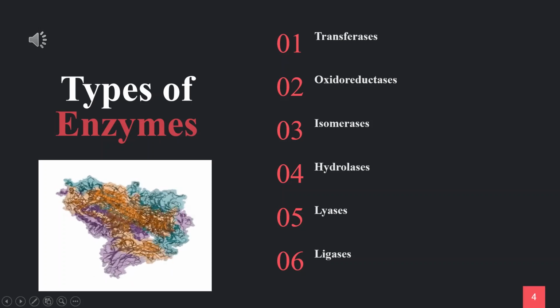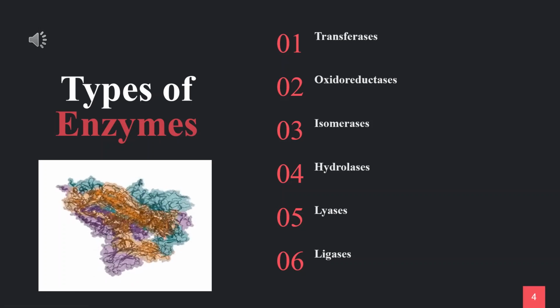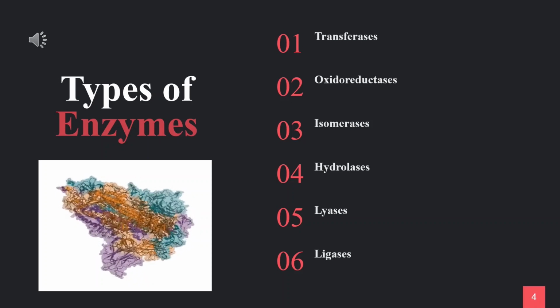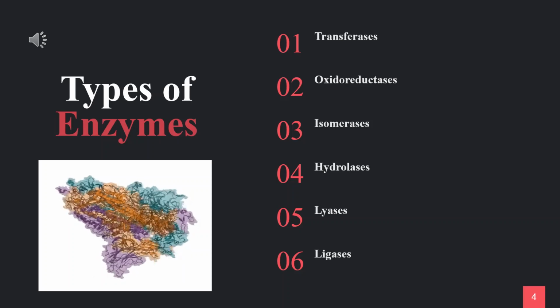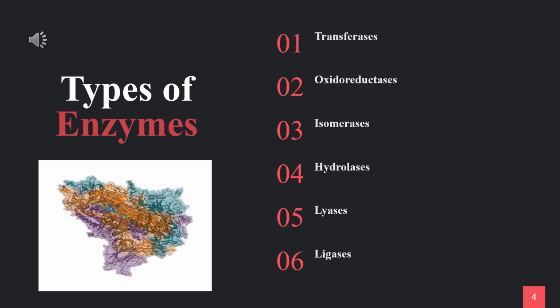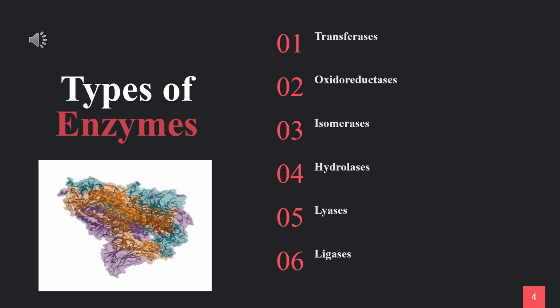Let's talk now about types of enzyme. There are many different types of enzyme based on their function. First one is called transferase, oxidoreductase, isomerase, which make an isomer, hydrolase, which make hydrolysis process, lyase, and ligase.